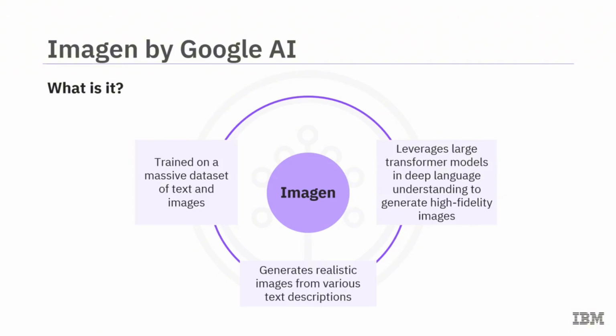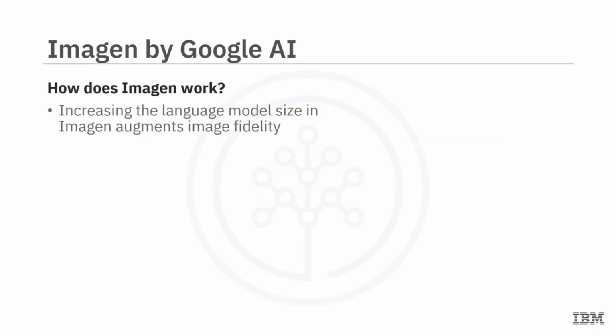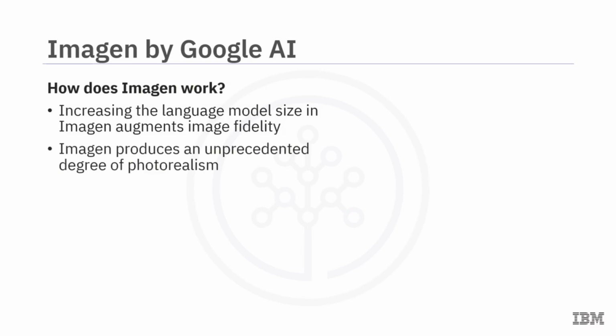An important discovery has been that large language models like T5 pre-trained on text are pretty effective at encoding text to generate images. Hence, it would follow that increasing the language model size in Imagen would also augment image fidelity rather than increasing the size of the image diffusion model. Imagen claims to be able to produce an unprecedented degree of photorealism, which is one of its key advantages. This is how it works.